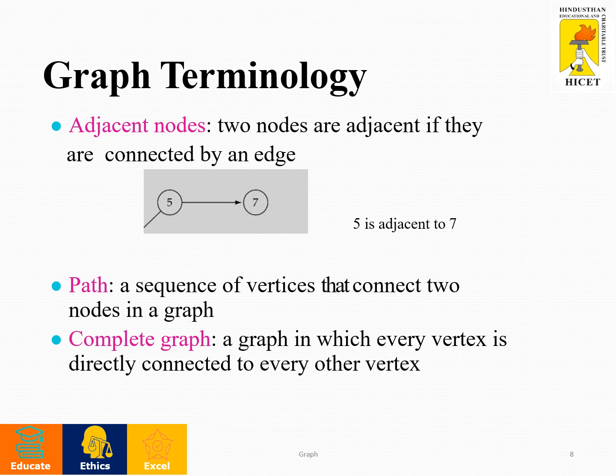And these are some graph terminologies. The first one we should know is adjacent nodes. If there exists a connection or a path between two vertices, or if there is an edge between two vertices, those two vertices are adjacent to each other. You can see the simple example of the graph. Between vertex 5 and 7, there is a path provided here. So 5 is adjacent to 7. You can clearly note it down.